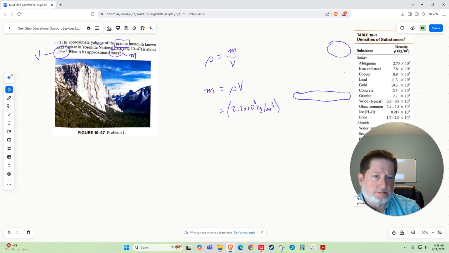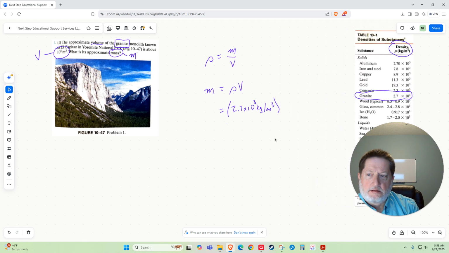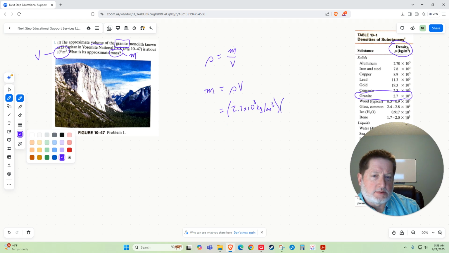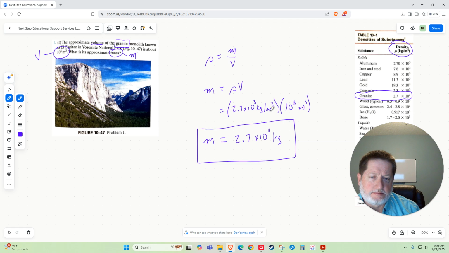Move that table out of the way for now. Substitute in our volume. Given in the problem is 10 to the 8th cubic meters. And now you're ready to pick up your calculators and calculate, confirming that the cubic meters in this case will cancel, leaving you with kilograms, which is a mass, and that's what we're looking for. After entering that in your calculator, or because we're dealing with just times 10 quantities here, we can easily determine that that is 2.7 times 10 to the 11th kilograms. We've answered our question. On to the next.